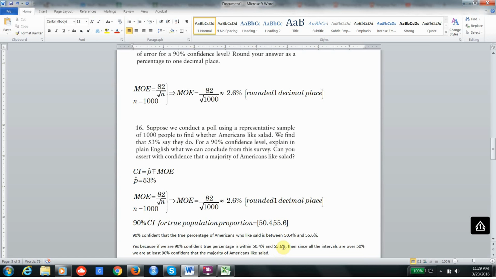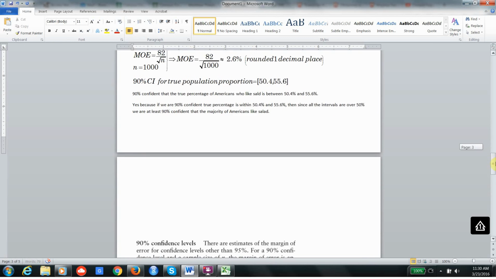Notice that the interpretation takes a little bit of thought. What I'm doing is looking and seeing where 50% lies relative to this interval. And this entire interval lies above 50%. And I'm 90% sure the value lies here. So I'm 90% sure that it's greater than 50%. I'm at least 90% sure in this problem.